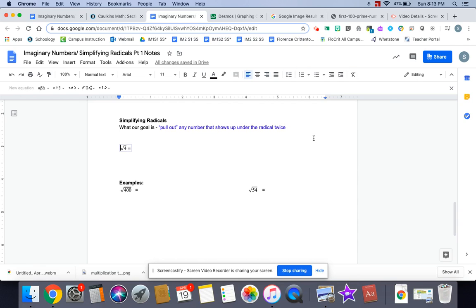But here's how it works. The square root of 4, we all know the answer is 2. We've talked about it, and it's also negative 2, because a negative times a negative just becomes positive.